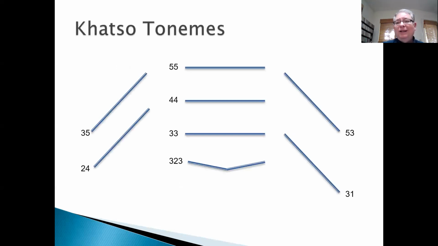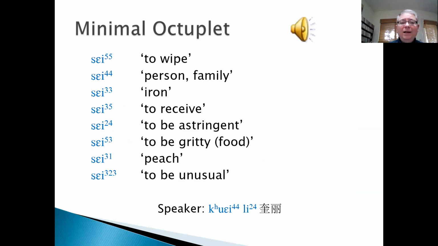The one very notable and unusual thing about Khatso phonology is its very large tone inventory. 8 tonemes in the language, lots of tones. 3 even tones, 5 5, 4 4, 3 3. 2 rising tones, 2 falling tones, and 1 low falling rising tone. And here I have a minimal octuplet to show you what these tones sound like.